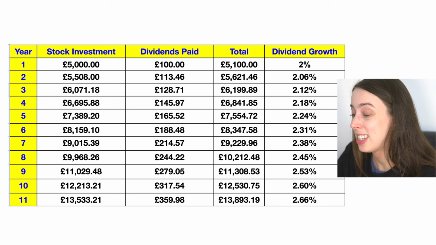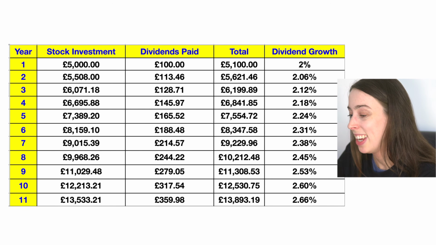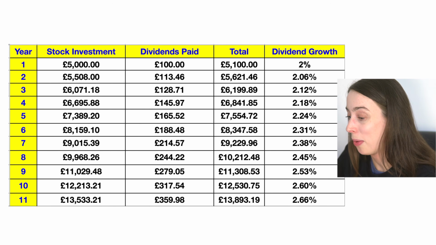Realistically, if you were to pick a 10-year time period in the market, you probably wouldn't necessarily get 8% on average. You might get 5%, you might get 9%. It's a little bit more volatile out there in the real world, but it's a good example nevertheless.